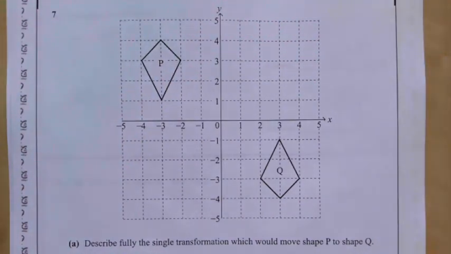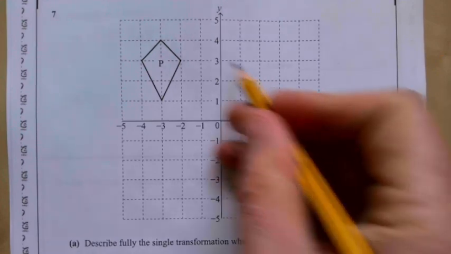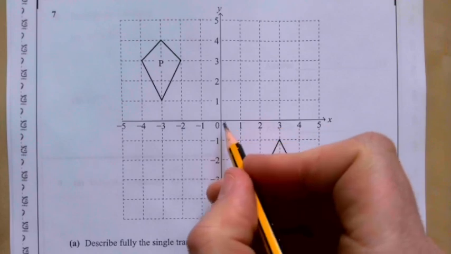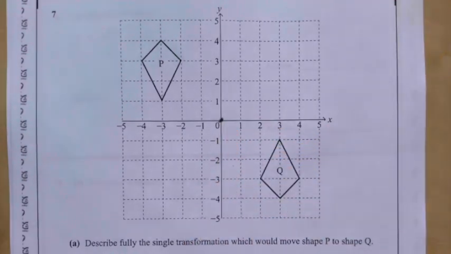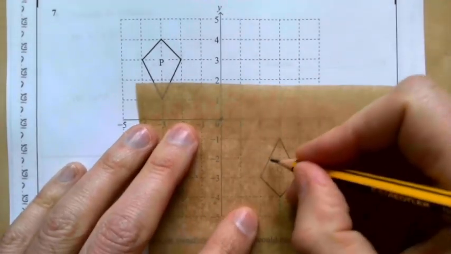Okay, question 7. Describe fully the single transformation which would move shape P to shape Q. I hope you can see that this is going to be a rotation going around from here. Because this is 3 across and 1 down, and this is 3 across and 1 up, I think the centre of rotation is going to be around there. You can of course use your tracing paper if it's rotation to do a check. Hopefully you can see through that.